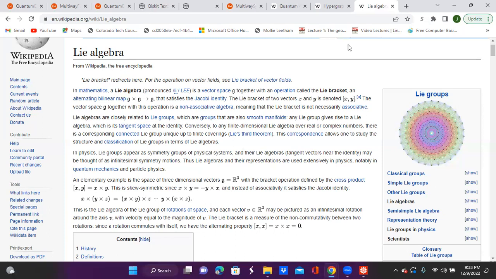Lie's third theorem. The correspondence allows one to study the structure and classification of Lie groups in terms of Lie algebras. In physics, Lie groups appear as symmetry groups of physical systems, and their Lie algebras, tangent vectors near the identity, may be thought of as infinitesimal symmetry motions.